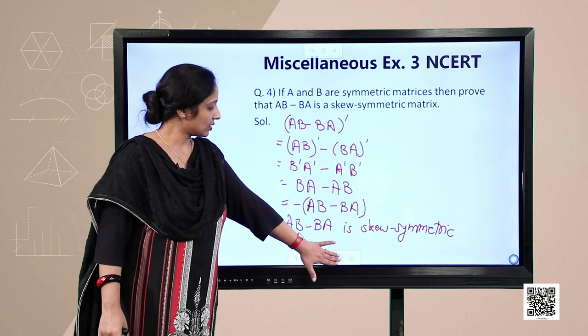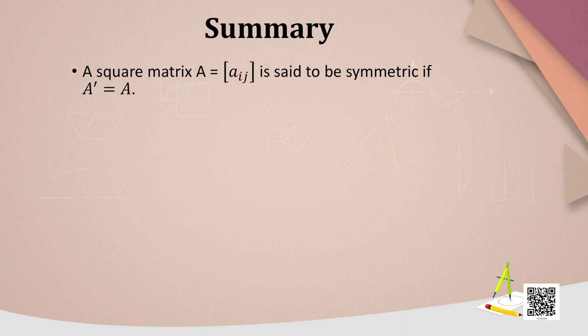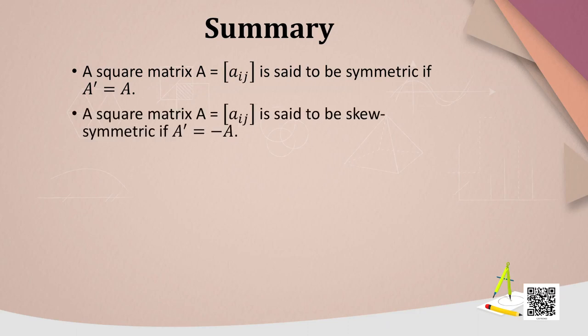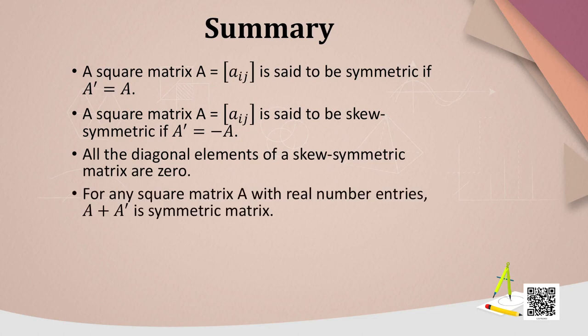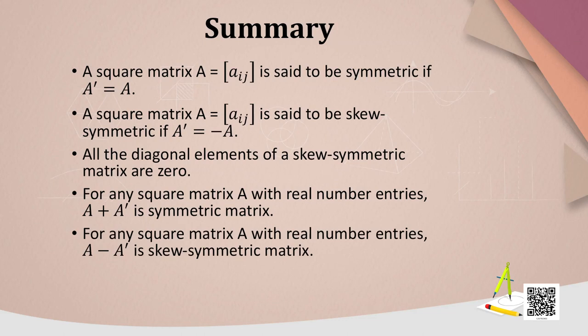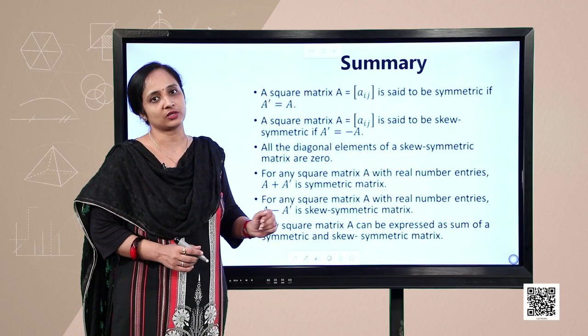Right. So now let's summarize this. A square matrix A, Aij, is said to be symmetric if A transpose is equal to A. A square matrix A, Aij, is said to be skew symmetric if A transpose is equal to minus A. All the diagonal elements of a skew symmetric matrix are 0. For any square matrix A with real numbers as its elements, A plus A transpose is always symmetric and A minus A transpose is always a skew symmetric matrix. Any square matrix A can be expressed as the sum of one symmetric and one skew symmetric matrix.